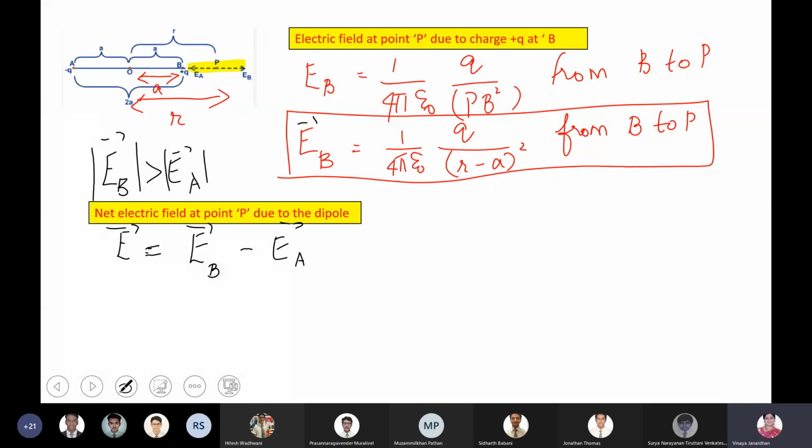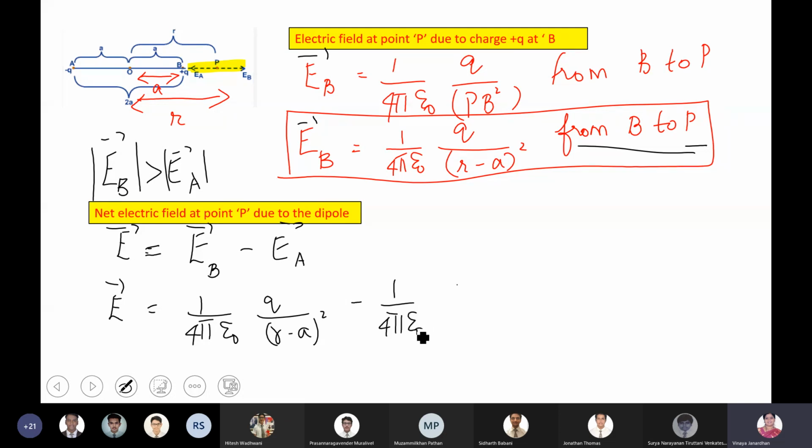We don't take it, since you have put the direction, otherwise I have to use a unit vector. So now can you find this, boys? 1 by 4 pi epsilon naught Q divided by R minus A the whole square, minus 1 by 4 pi epsilon naught Q divided by R plus A the whole square. Net electric field will act from which point to which point? EB is greater, so the net electric field will be in the direction of EB. EB is acting from point B to P.